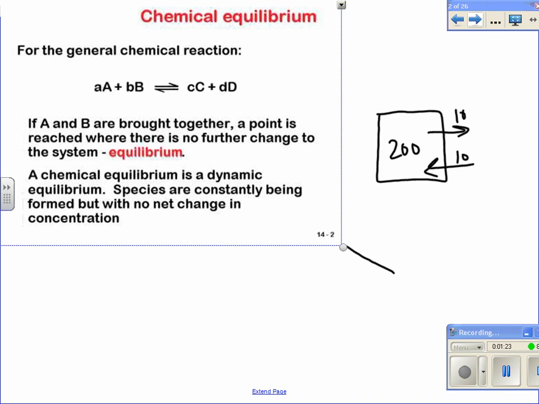So that's a representation of a chemical reaction. It reaches a point where there's no further change in the concentrations, and the system is at equilibrium. So the amount of product being created and the amount of reactant being created going backwards is equal. So there's no net change in concentration. That's the definition of equilibrium. Okay? So keep that in mind.